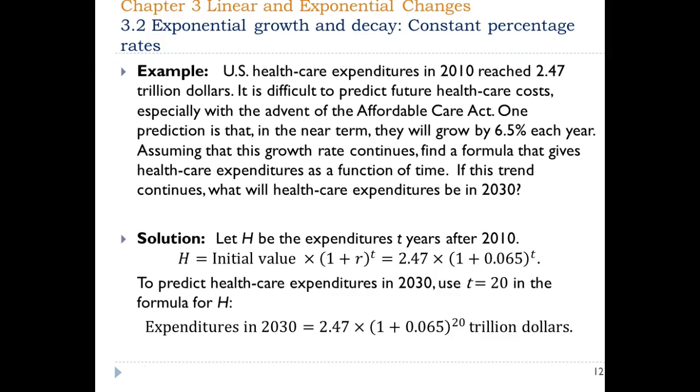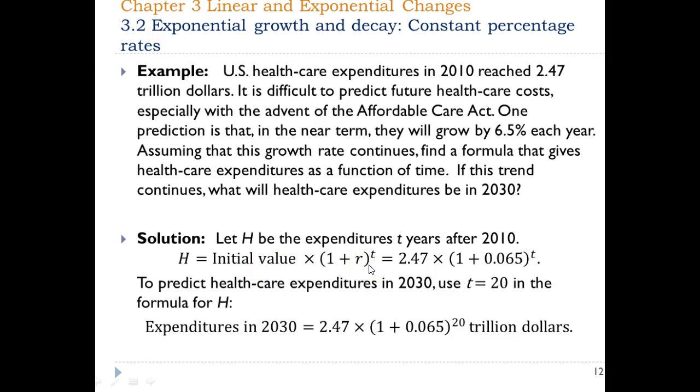We're assuming that we have a constant growth rate of 6.5%. This is a constant growth rate, therefore we have an exponential function. Here the growth rate is 6.5%, and this growth is going to continue. So each year the expenditure will increase by 6.5%. And that's the key to using the exponential formula here. That's why we're using it.